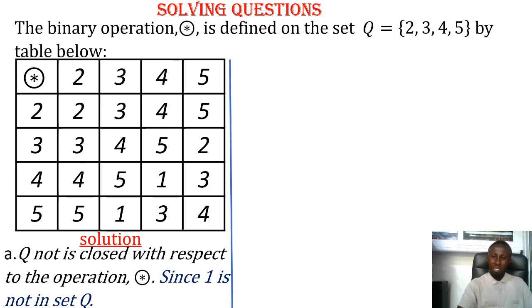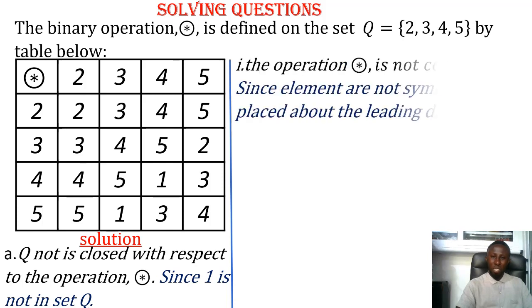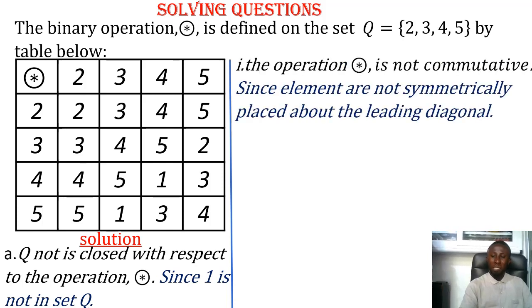What was our second question? We should tell whether the operation is commutative or not. The operation is not commutative. Why? Since the elements are not symmetrically placed about the leading diagonal. Let me help you here. This is our leading diagonal: 4, 2, 1, 4.